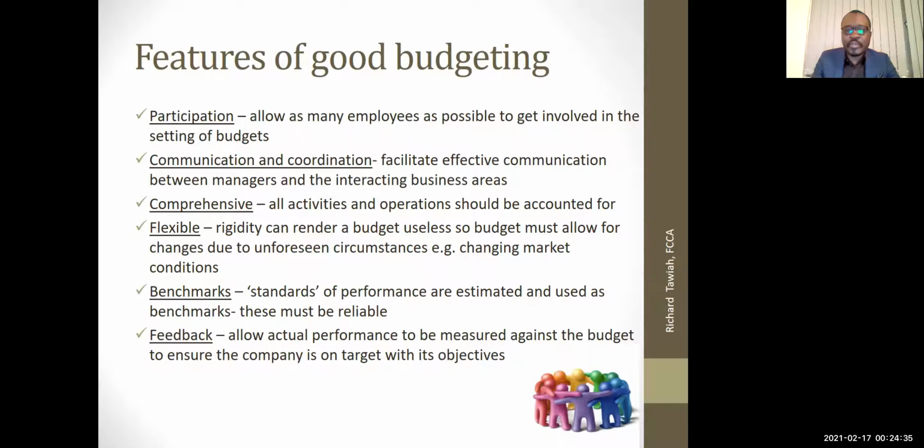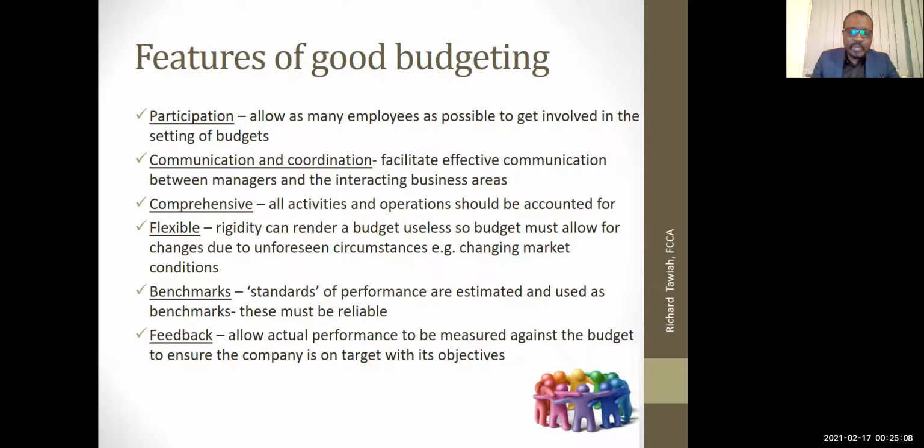Participation, everybody must be involved. Don't sit in isolation and do it. Communication and coordination is to foster effective communication between managers and other interacting business areas. All right, so coordination, sync, let us all speak the same language. It must be comprehensive, holistic, and include all items which need to be accounted for. Don't make it rigid. It should be flexible to allow for adjustment so that when there are any changing trends in the marketplace, we can incorporate them into our entire budgeting process.